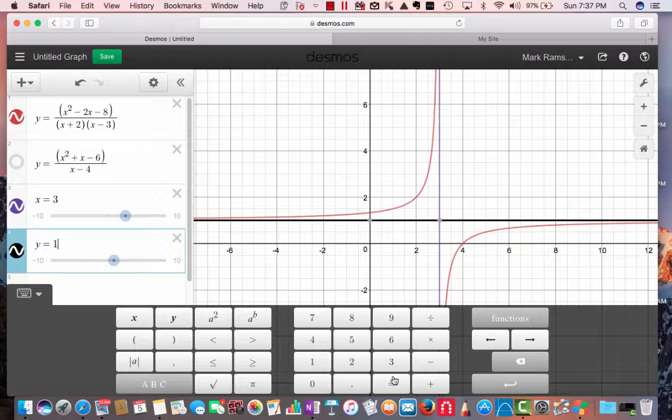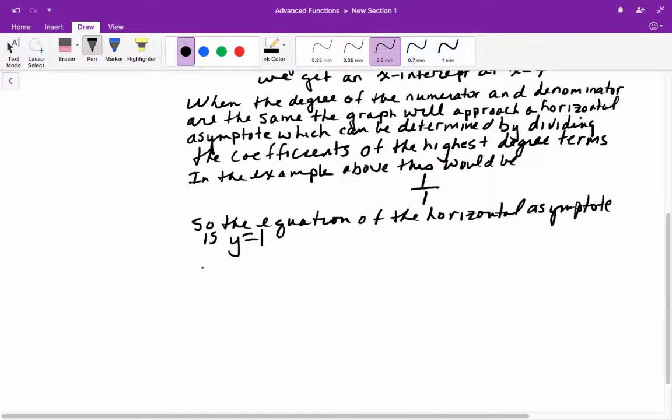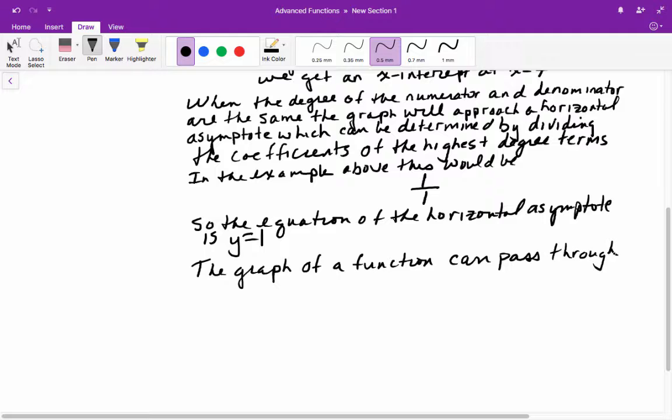One important thing about horizontal asymptotes versus vertical asymptotes: the graph of a function can pass through a horizontal asymptote but not a vertical asymptote.